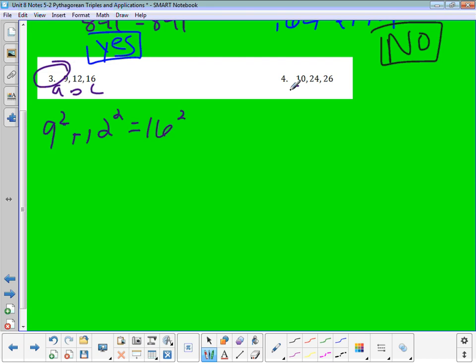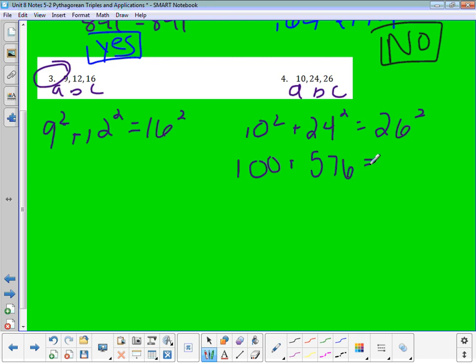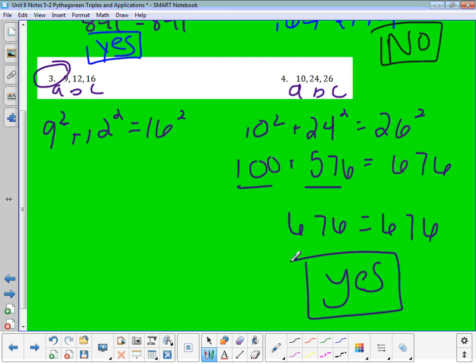Let's take a look at number 4. We have our a, our b, and our c. So then I have 10 squared plus 24 squared is equal to 26 squared. So 10 squared is 100, and 24 squared is going to give us 576. Again, this is where your calculator comes in handy, and 26 squared is 676. So then 100 plus 576 is 676. And yes, that is equal to 676. So yes, this is a Pythagorean triple. It works out beautifully for us.